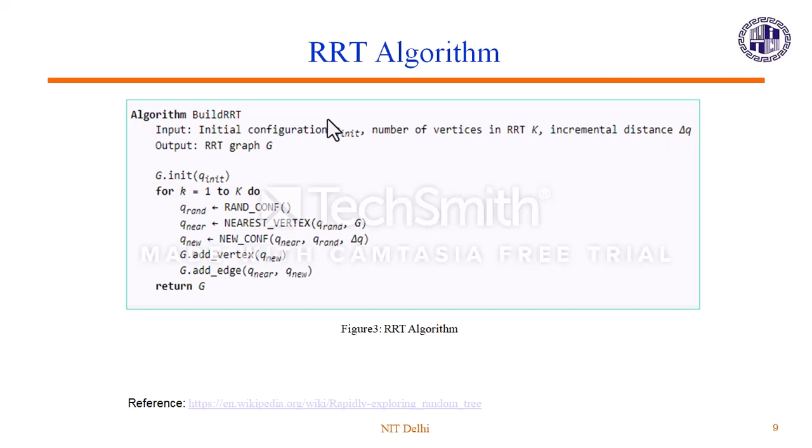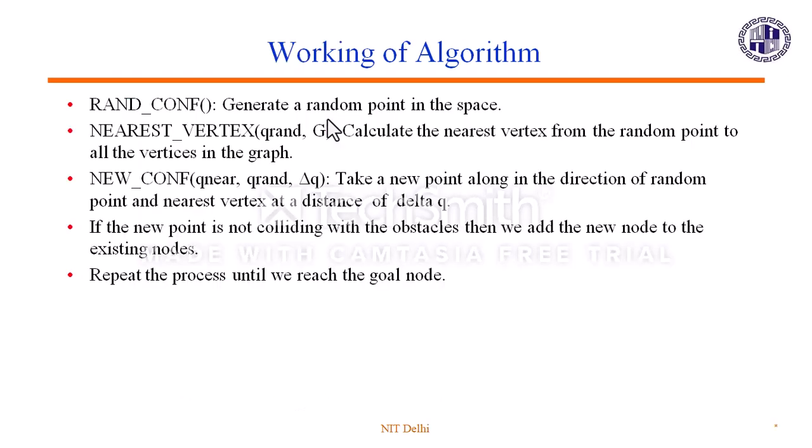In simple words, this algorithm generates a random point in the sample space, and then a point is taken at a delta q distance along the graph's nearest vertex to the generated point, and checks whether the point collides with the obstacle or not. If it does not collide, then it is added to the graph, and if it collides, then it is not included in the graph, and the process continues until the goal is met. Here, I have talked about this terminology in the previous slide.